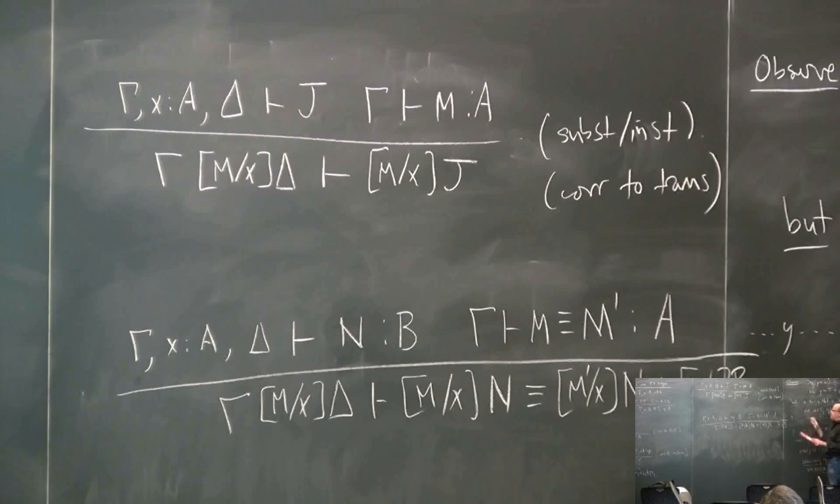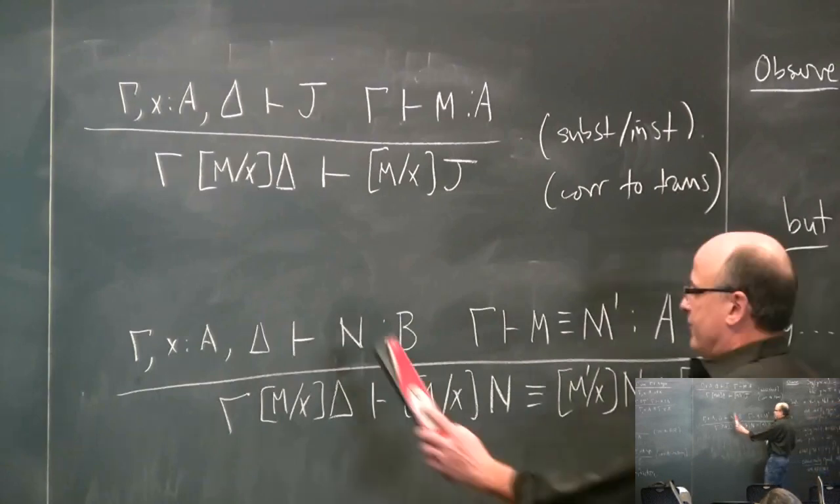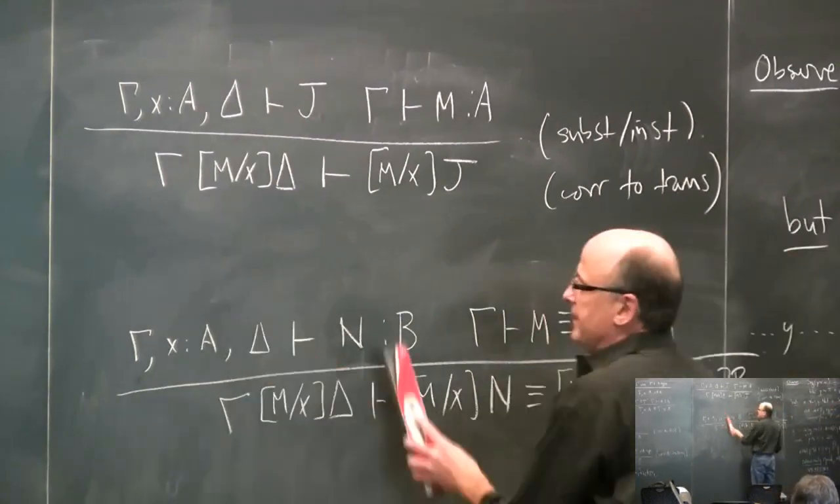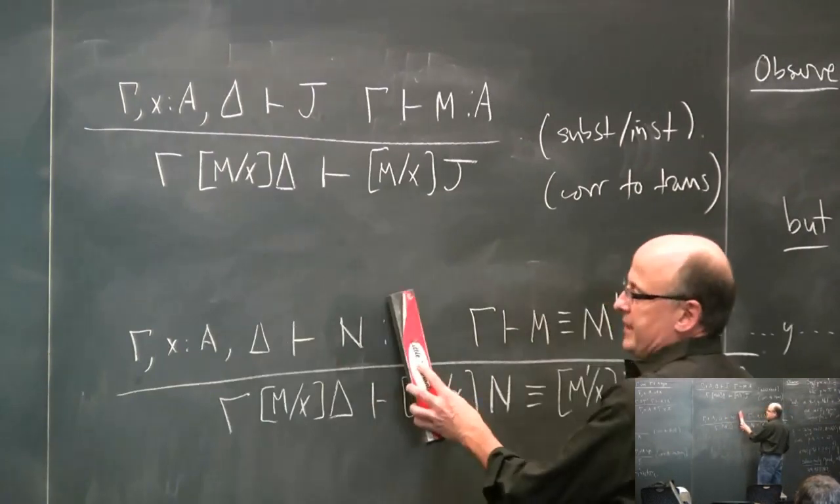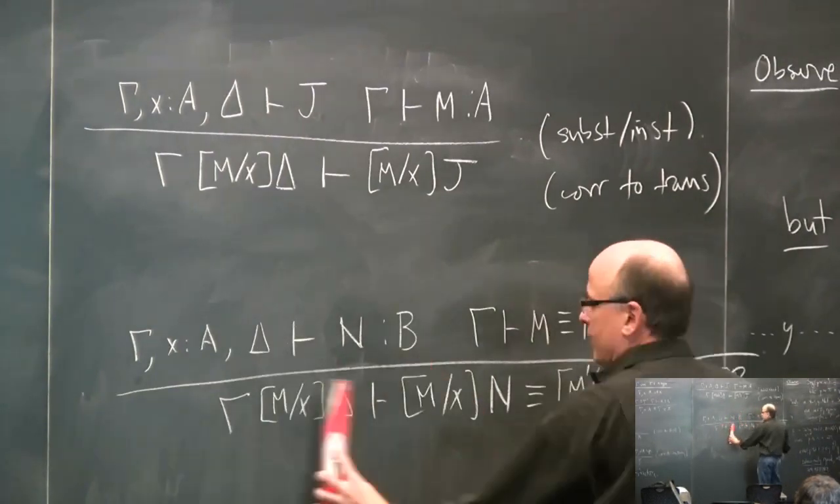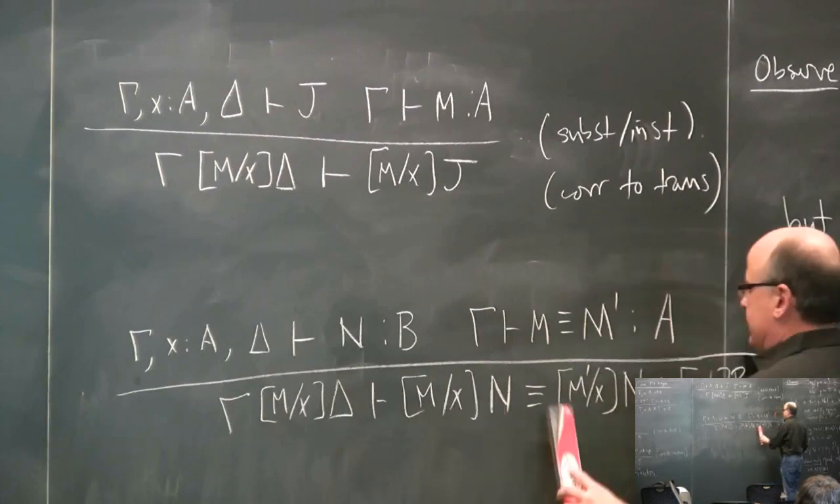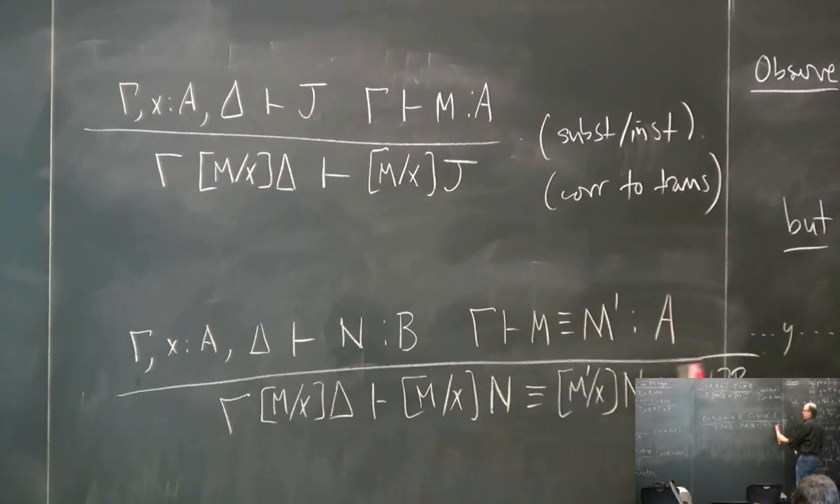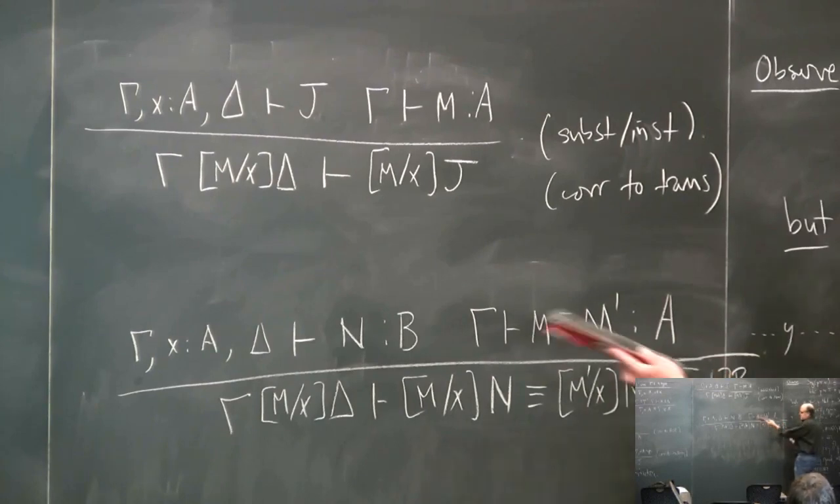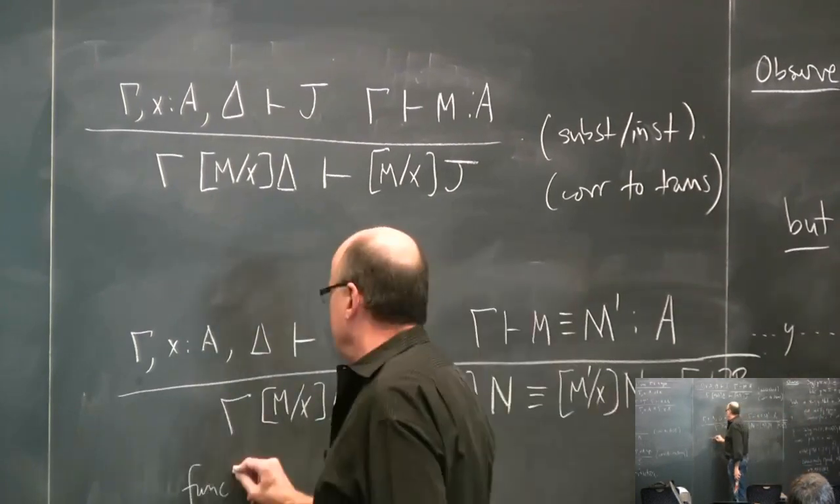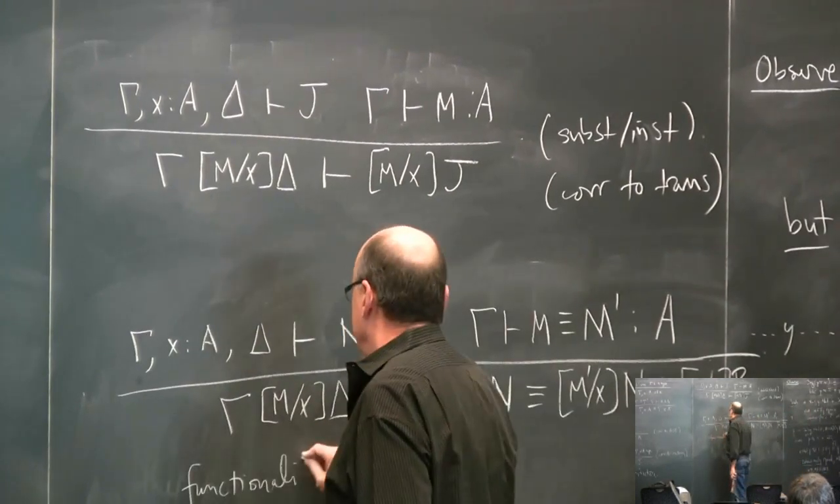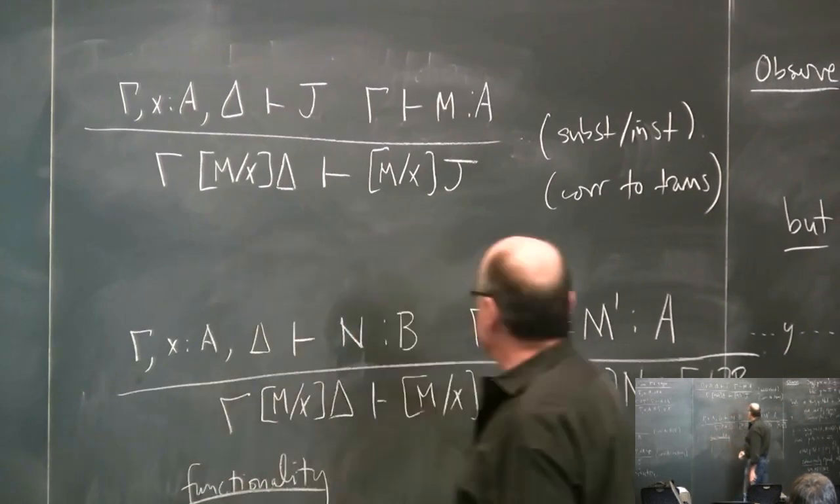So if you squint, as a first cut, suppose there's no delta, and suppose B doesn't depend on x, then you would erase all this and you would say m for x in n is definitionally equivalent to m prime for x in n, in B, in that particular case. So that's a nice special case. The general case, I think, looks like that. And this is called functionality. And the same holds here.